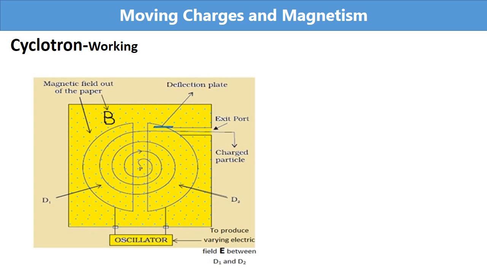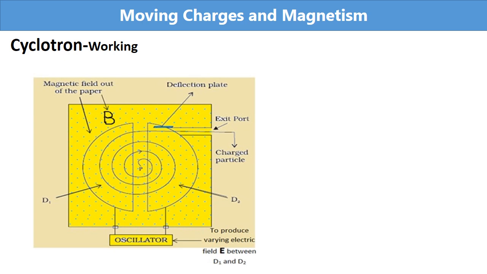Now we will see the working of cyclotron. In figure you can see the cyclotron. Two Ds are there, D1 and D2. They are connected to the oscillator. Here the magnetic field is represented with a dot. That means the direction of magnetic field is perpendicular to the paper and it will be coming out from the plane of the paper. In between the two Ds, in the gap, you can see the point P, that is a source of positively charged particle. You can also see the circular path of the particle and the deflection plate. Finally, the particle is coming out through the exit port.